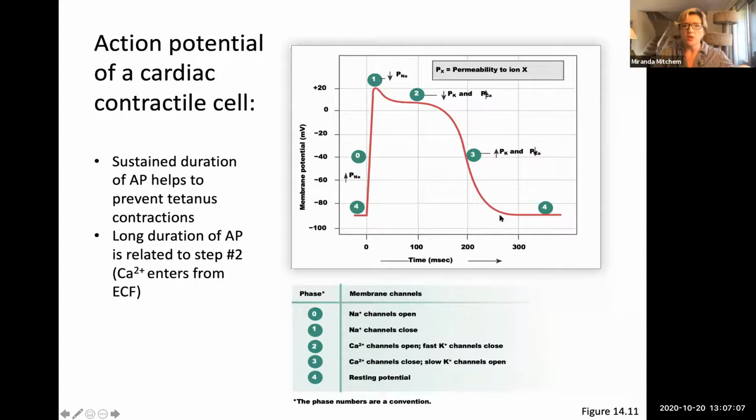And as we'll look, we're going to look at the refractory periods. This long action potential is really important in preventing tetanus of the cardiac contractile cells. Think about what would happen if tetanus happened with the heart muscle. It wouldn't be able to pump. That would be potentially catastrophic.